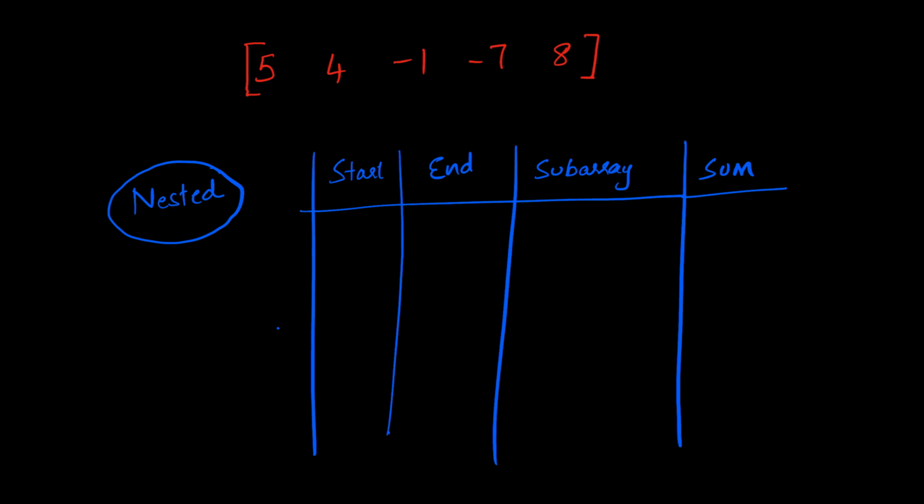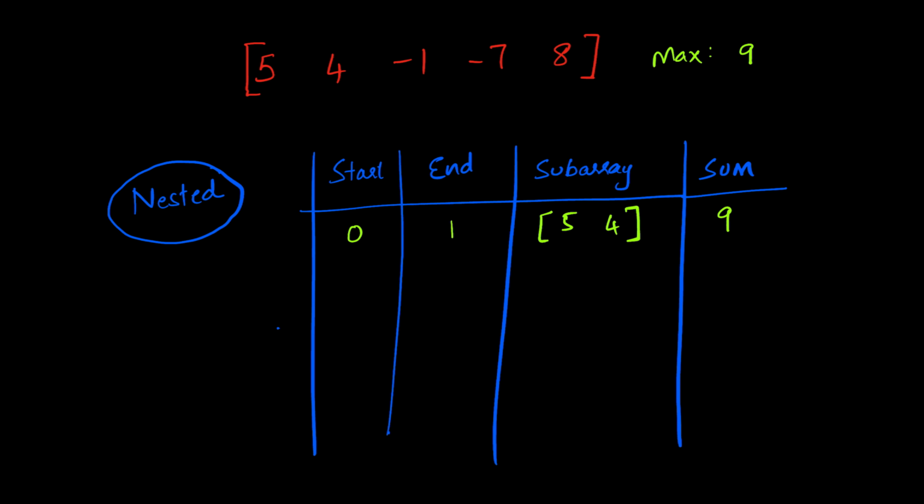We'll begin with the starting pointer pointing at index 0, while the ending pointer will be pointing at index 1, that is start plus 1. With these two values, our subarray would have 5 and 4 in it. The total sum is going to be 9. We'll compare it with the max value, which will be 0 by default. So between the two, as 9 is greater, we'll save 9 into this max value variable.